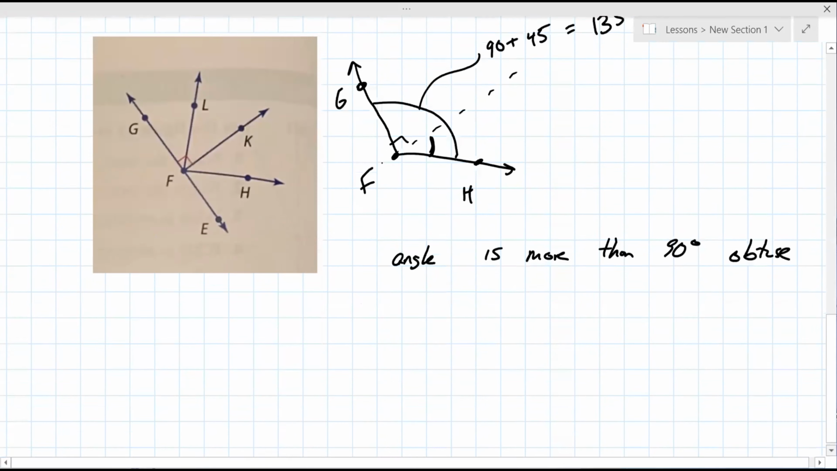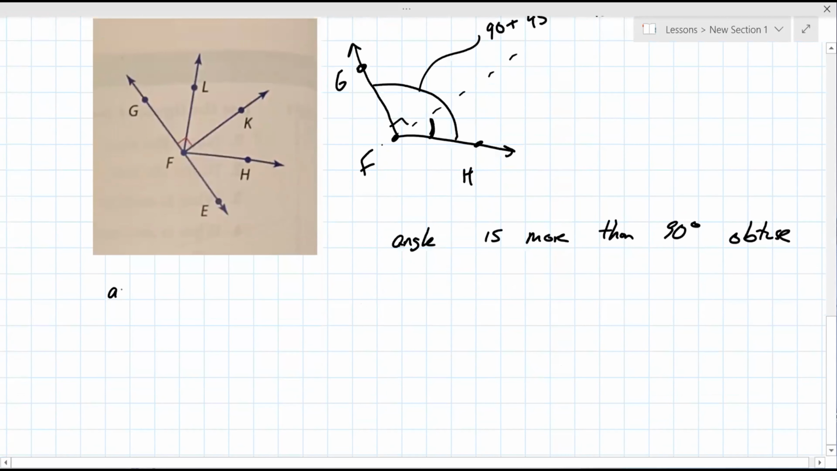So there's three possibilities. Acute is when the angle is less than 90. Sometimes it's drawn like this. Right is when it's equal to 90. It's also got that symbol there. And obtuse is when it's greater than 90.